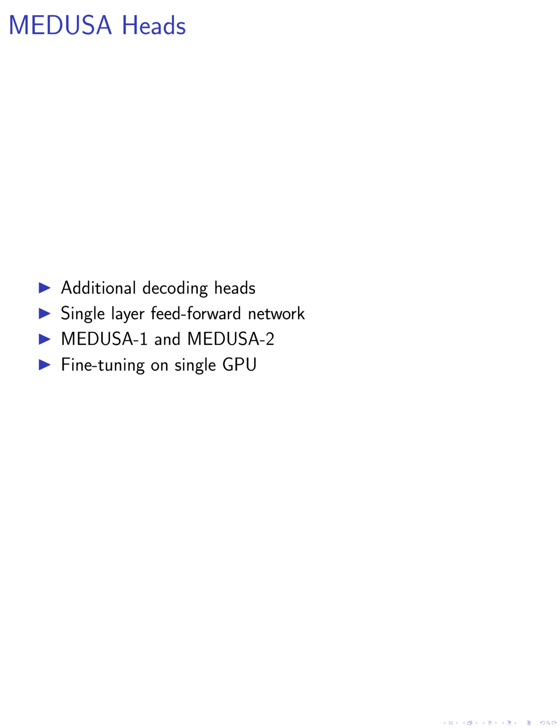We propose the use of MEDUSA heads, additional decoding heads, appended to the last hidden states of the original model. These heads predict the next tokens in the subsequent positions, and consist of a single layer of feed-forward network with a residual connection. They are trained in conjunction with the original backbone model, either by freezing the backbone model, MEDUSA 1, or training it together, MEDUSA 2. MEDUSA heads can be fine-tuned on a single GPU, leveraging the powerful base model's learned representations.